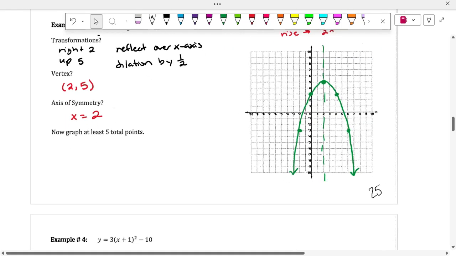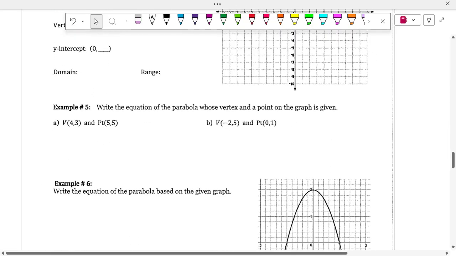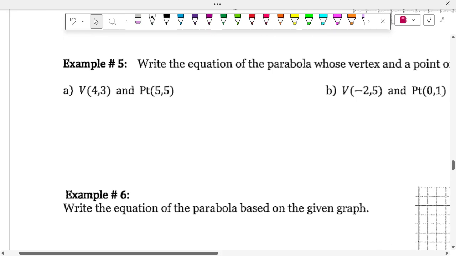All right. So that's enough of the key features, like using the equation to graph. Now let's do the opposite. So look at example 5 on the next page.